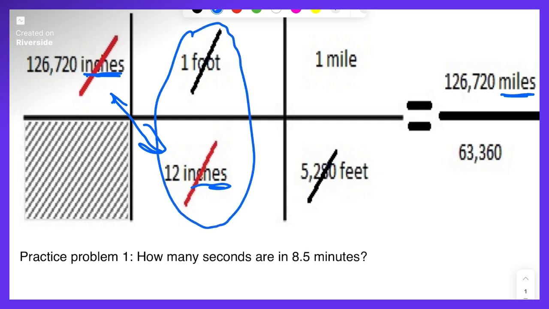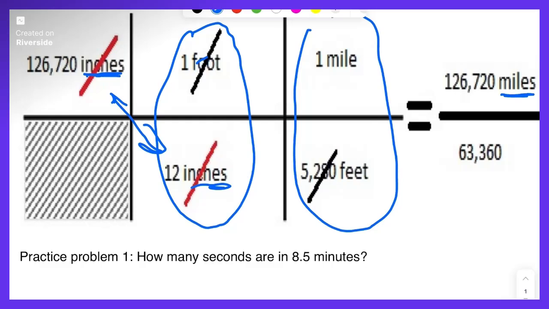It's important to know that when two things are stacked up on top of each other in the train tracks method, they're equal to each other. We know 12 inches is equal to 1 foot. And if we look over here, we also know 5,280 feet is equal to 1 mile. And we can see that when we look diagonally, we're crossing off the units. We're crossing off feet.